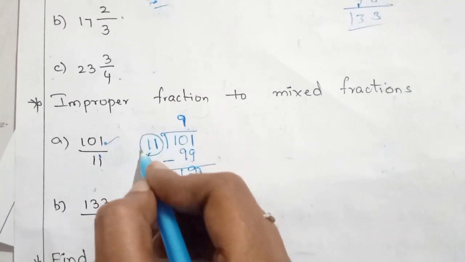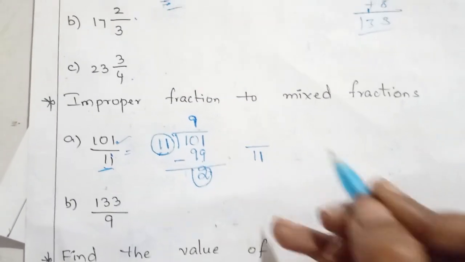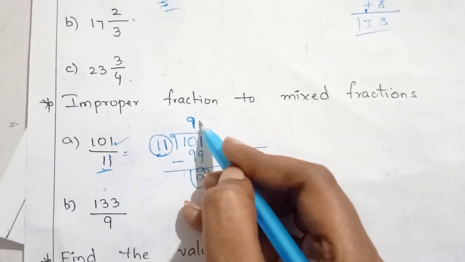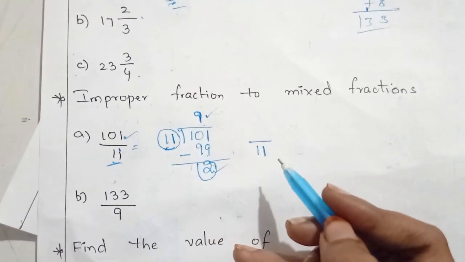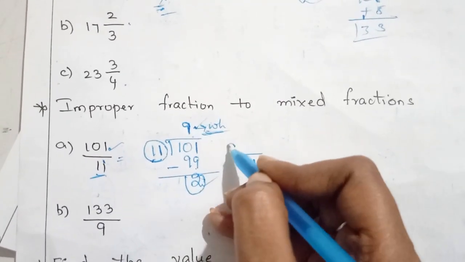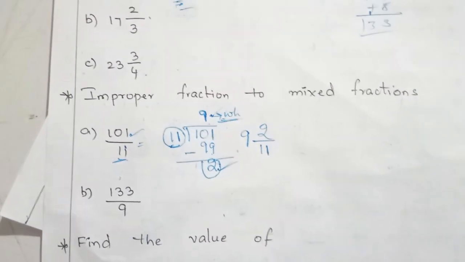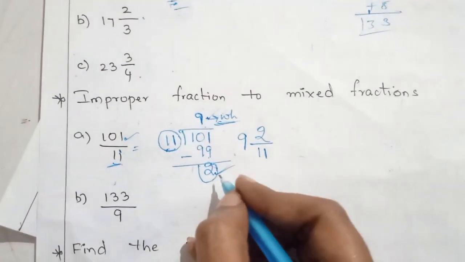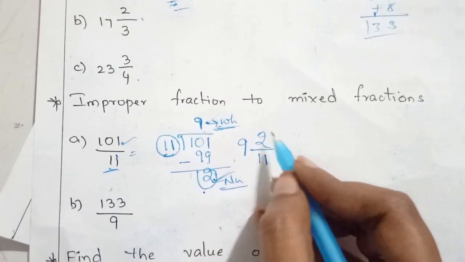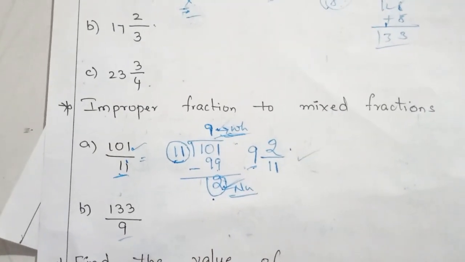Always remember, I already told you many times, the denominator here will not change. The denominator will be 11 only. So now the question: what is the whole number and what is the numerator? Here, the quotient you are getting is the whole number, and the remainder you are getting is the numerator. This you have to remember. Where you are getting the remainder, that is the numerator. Where you are getting the whole number, that is the quotient. Right? In that way you have to solve this.